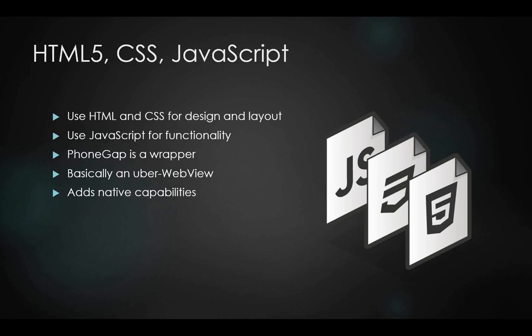So again, one of the great things about PhoneGap is that you can use HTML and CSS to design your applications. You can use JavaScript for the functionality of the application. PhoneGap being a wrapper, it uses the web view on the operating system. So like on Android, whatever the default web view is on that OS, that's what it's going to use to render everything. On iOS, it's going to use the default web view on there, which on iOS you only have one choice, and that's, of course, WebKit.